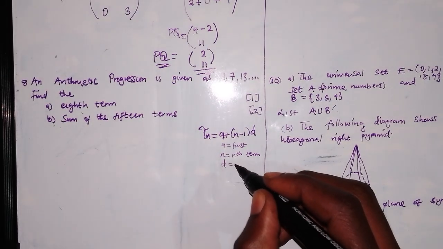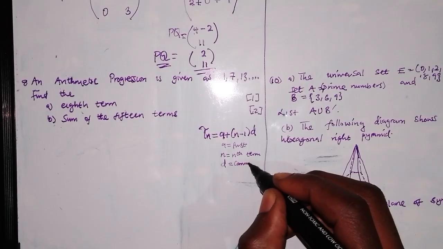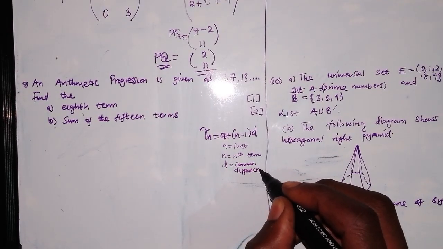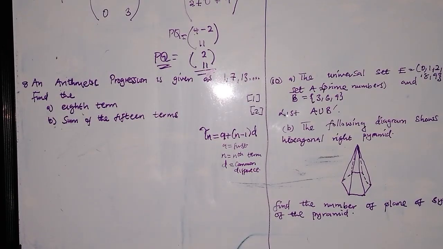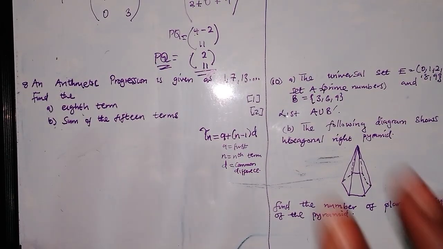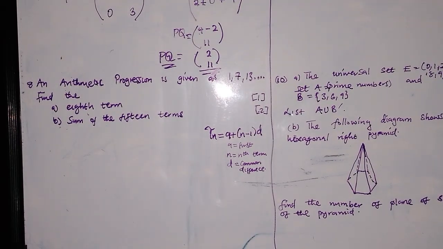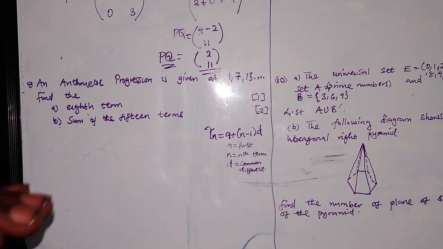Then d is our famous common difference. Just like the name states, we find this common difference by subtracting the third term minus the second term, or the second term minus the first term. So now that you have understood the formula, we can try to solve our first question.